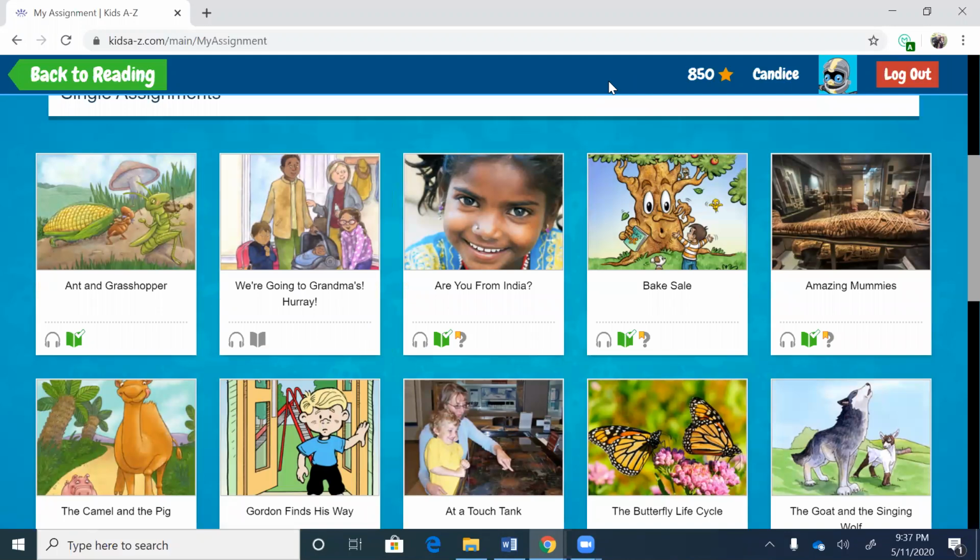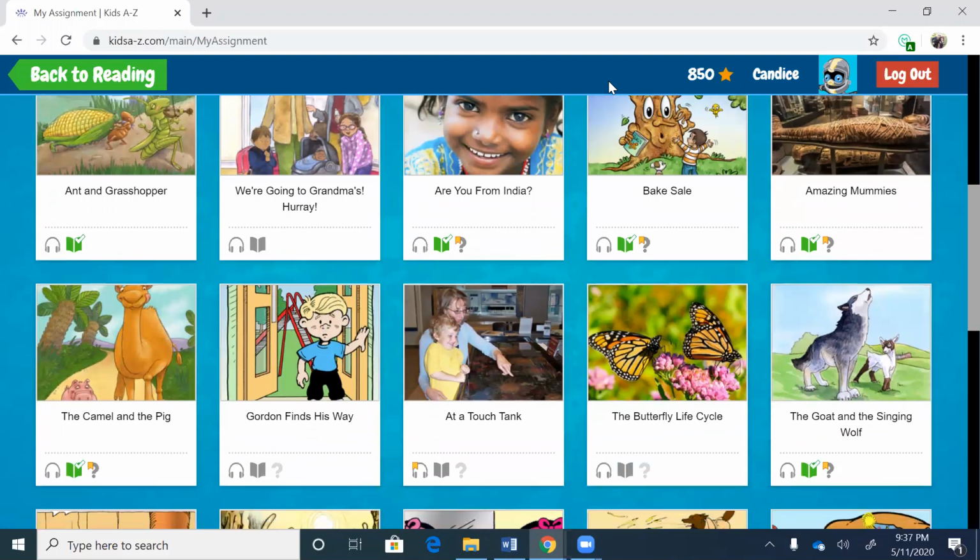All right, so today I chose the Butterfly Life Cycle. And the reason I chose this book, why do you think I chose it? Right, because we're learning about butterflies in science. This is our last day for butterflies, and I just came across this book and I thought this would be a great book for us to read today. And what you'll be doing in science is drawing the life cycle. So this will be a great resource for you because you can go back to the book.